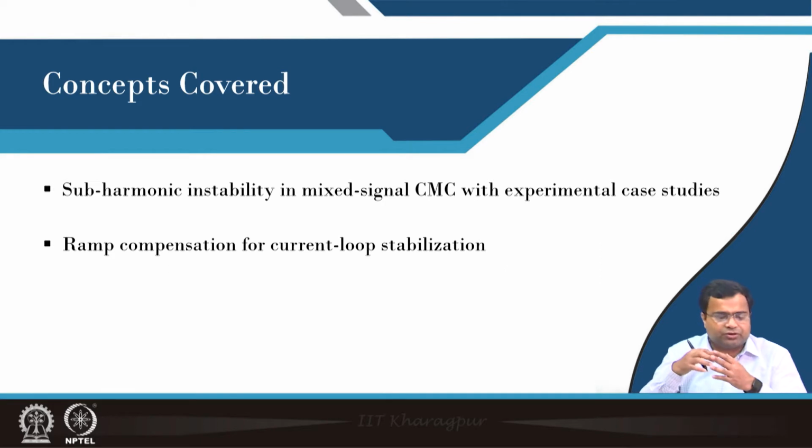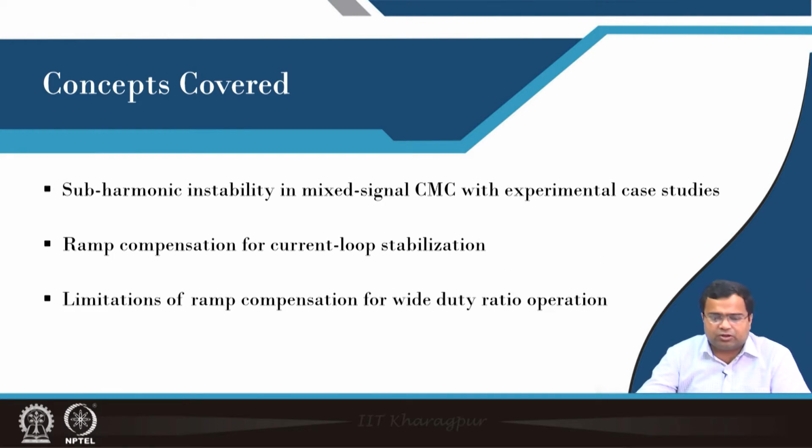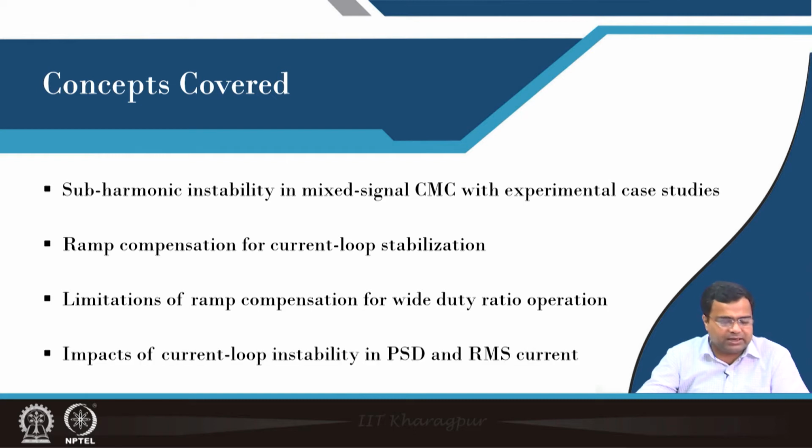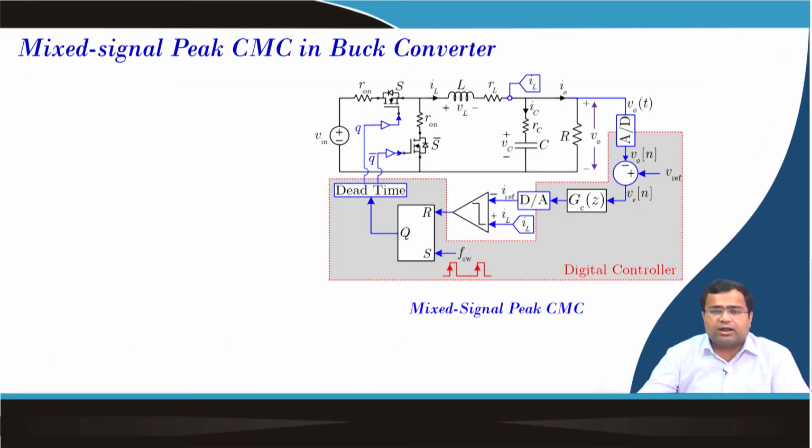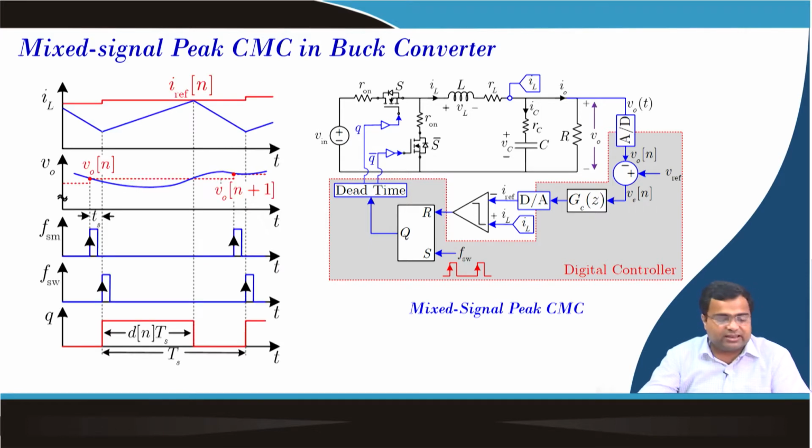Then we will also show ramp compensation for current loop stabilization, and what are the limitations of ramp compensation at high duty ratio operation, and what is the impact of current loop instability on power spectral density as well as the RMS parameter. So, in mixed signal current mode control, we are all familiar with this current mode control architecture, and we have explained it multiple times. So, I am not going to explain it again.